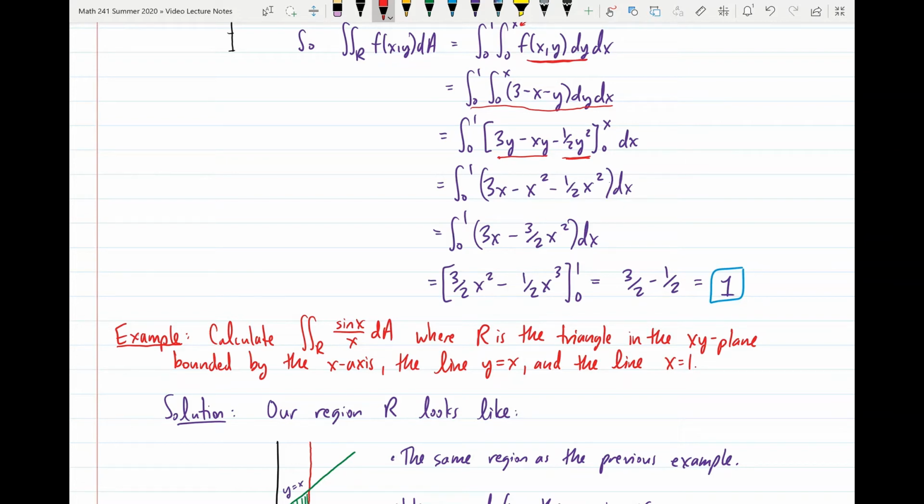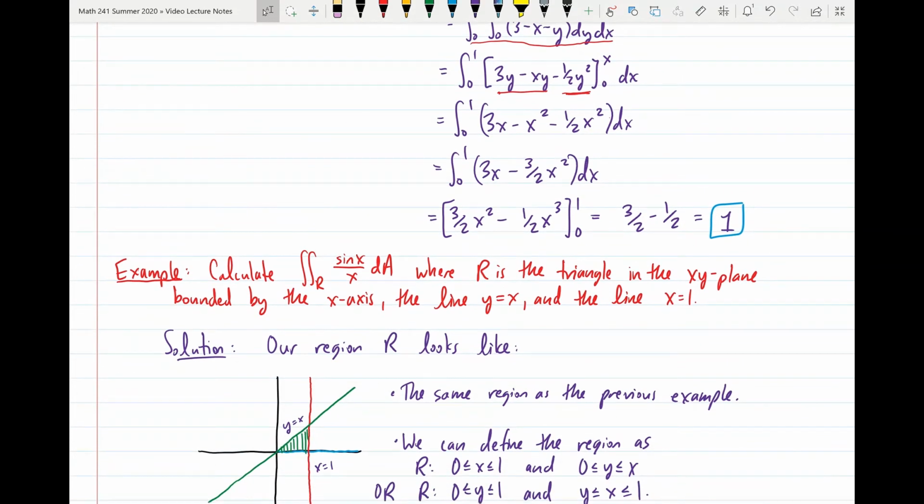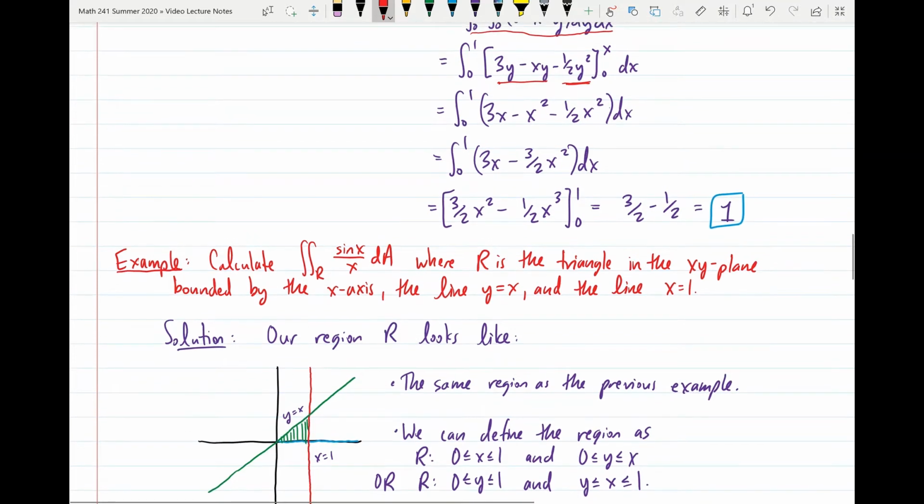And now it just becomes a problem from Calc 1. So I simplified a little bit, combined the x squared terms to get a minus 3/2 x squared, and then you can take the integral, which ends up being 3/2 x squared minus 1/2 x cubed, again from 0 to 1. So we take 1 and plug it in, and if we take 0 and plug it in, we're just going to get 0. So ultimately this equals 3/2 minus 1/2, which is just equal to 1.